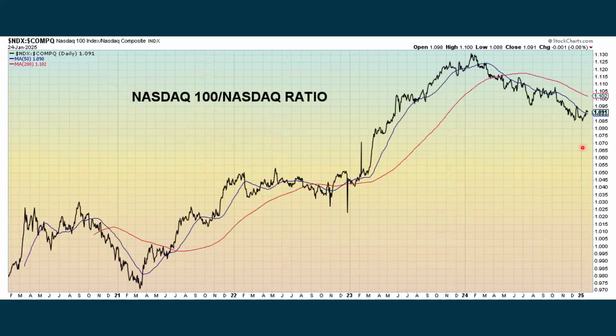The Nasdaq 100 is underperforming the rest of the Nasdaq, and this could be more broadly positive because instead of just a few stocks that make up the Nasdaq 100, now we've got the whole Nasdaq Composite outperforming, and that just shows more broad participation, even though both of them are doing well by themselves.